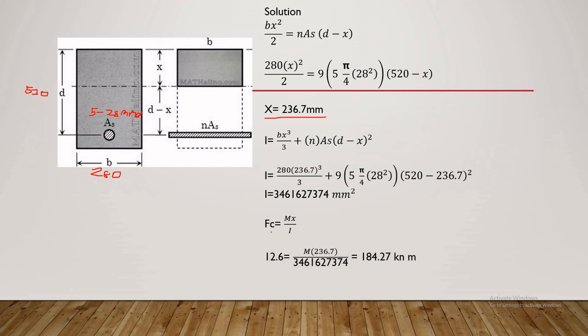Okay. So, to determine yung ating moment capacity ng ating beam, we have the formula for this, FC equals M multiplied by x over moment of inertia. Okay, so since meron na tayo nung ating x, meron na rin tayo nung ating I, and yung FC is given, makukuha na natin yung ating moment capacity ng ating concrete beam na M. So just substitute the values: 12.6 para sa ating FC, and yung x is 236.7 and yung ating moment of inertia. So, ang makukuha nating moment capacity of the beam is 184.27 kilonewton meter. Yan.